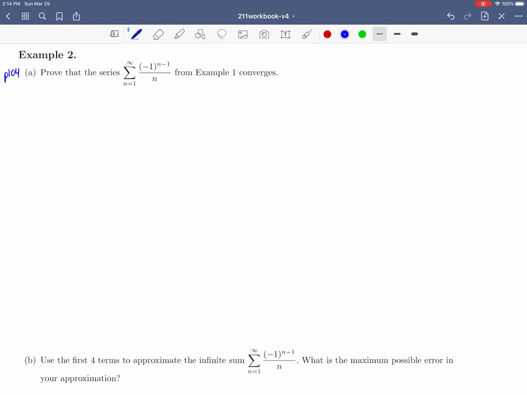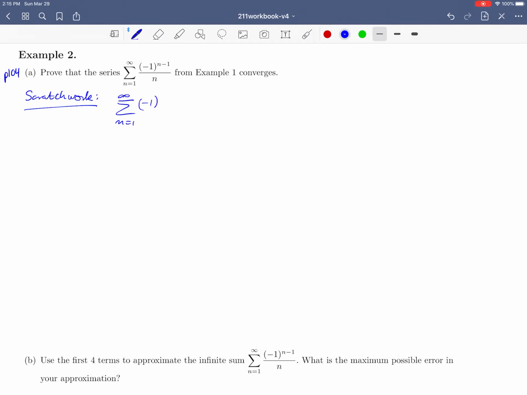So in example 2 on page 104, we're going to look more formally at this same example that we already saw in example 1. We want to prove that the series that we saw in example 1 converges. And just like in the previous section, let's write down our scratch work first. So, what's our scratch work?